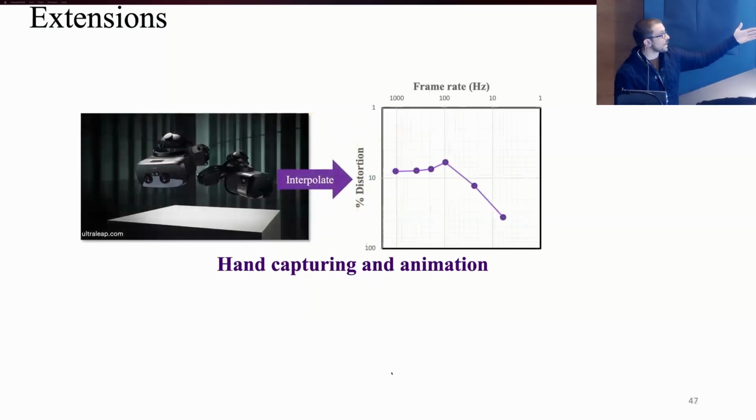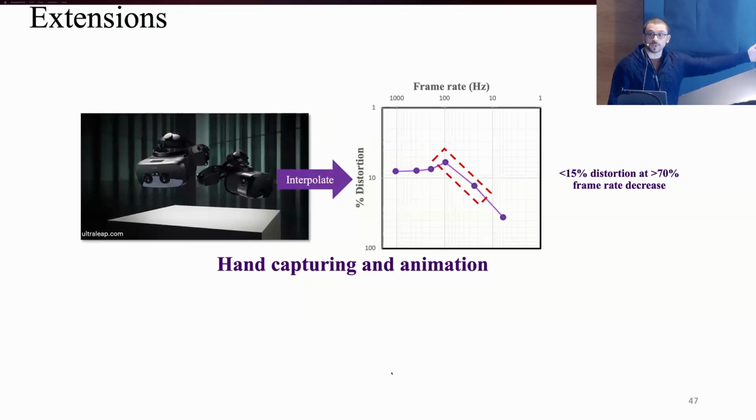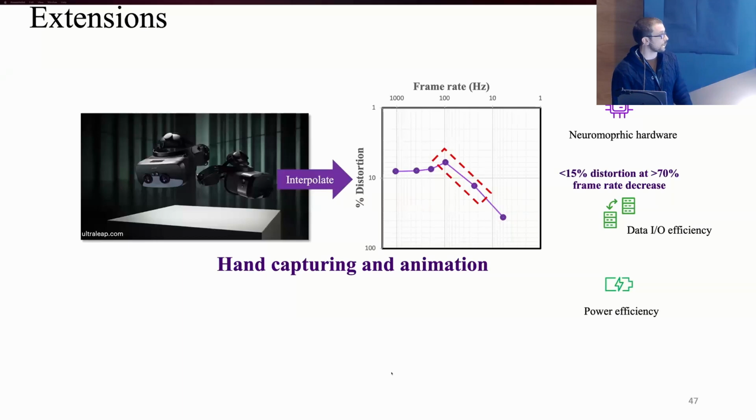And to quantify this, we're showing this distortion over frame rate. And what we end up with is that we can have a reconstruction with less than 15% of distortion, while we decrease the frame rate more than 70%. And if we combine this with neuromorphic hardware, we can have the efficiency of transferring between the capturing system and the reconstruction system with considerable power efficiency when the method is running on neuromorphic hardware optimized for this kind of control methods.